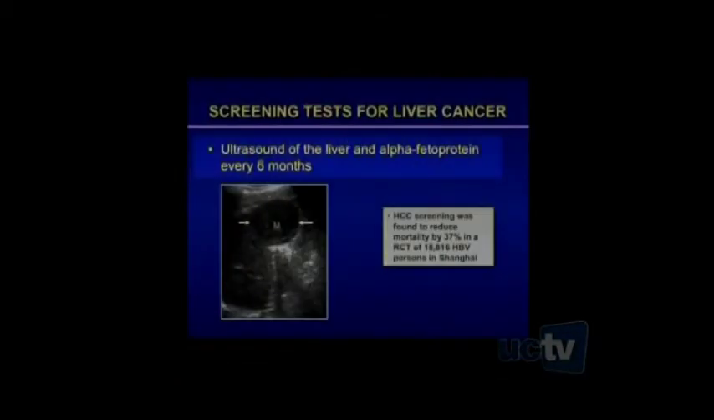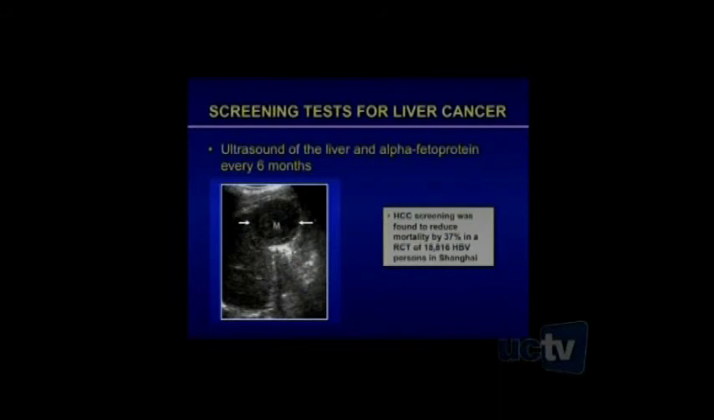So how do we screen? The standard recommendation is ultrasound and alpha-fetoprotein every 6 months. So ultrasound, simple, no radiation, really no risk, and it's a good screening test. So this is a patient, in the right clinical setting, who has a lesion in the liver that turned out to be liver cancer, so that's important.